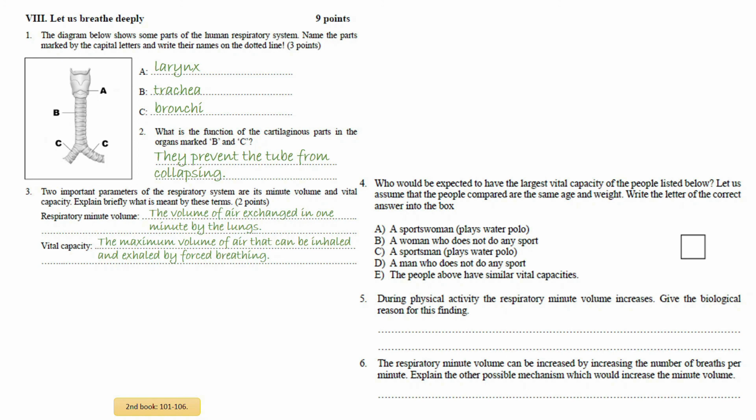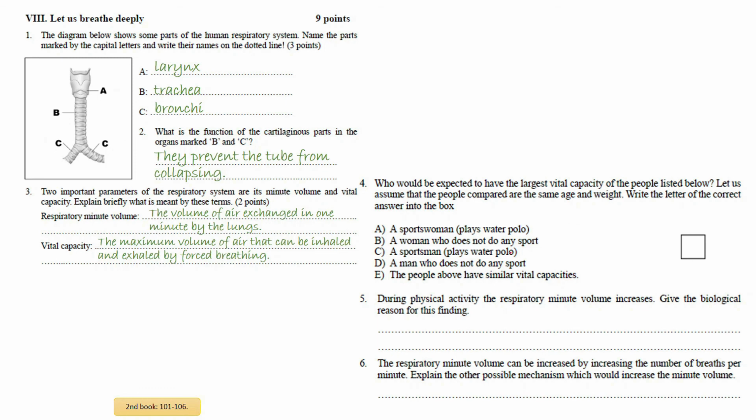Who would be expected to have the largest vital capacity of the people listed below? Let us assume that the people compared are the same age and weight. Write the letter of the correct answer into the box. Okay, a sportswoman, a woman who does not do any sport, a sportsman, a man who does not do any sport. The people above have similar vital capacity.